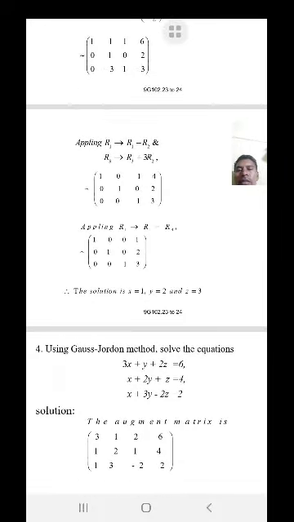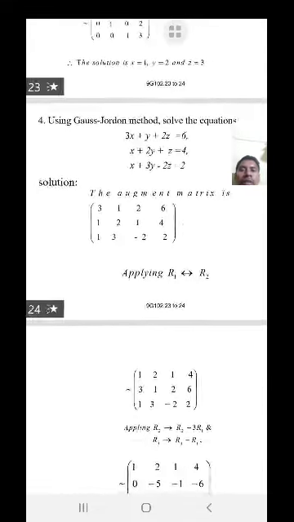So, applying R1 gives R1 minus R3. Then we get 1, 0, 0, 0, 1, 0, 0, 0, 1, and the fourth column is 1, 2, 3. Therefore, x equals 1, y equals 2, z equals 3.